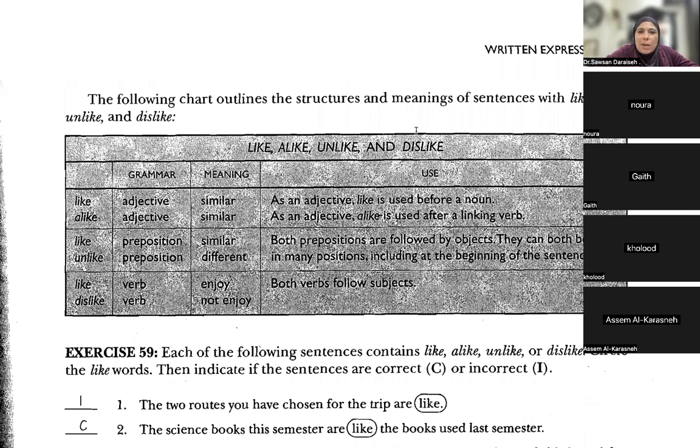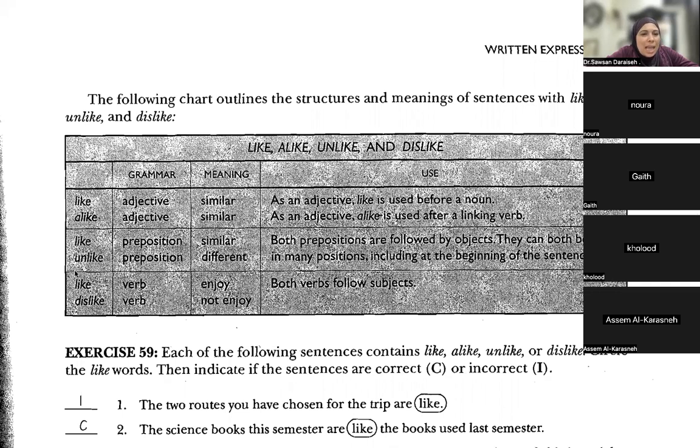So the following chart outlines the structures and the meanings of sentences with like, alike, unlike, and dislike. What did we say, guys, today? We said that like and alike function as adjectives, meaning they're similar. Like is used before a noun. Remember, we said this. And as an adjective, alike is used after a linking verb. Remember the verb to be?